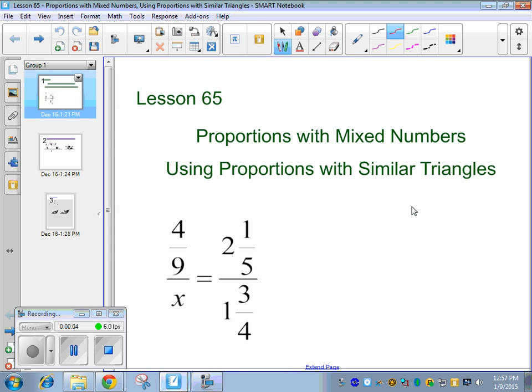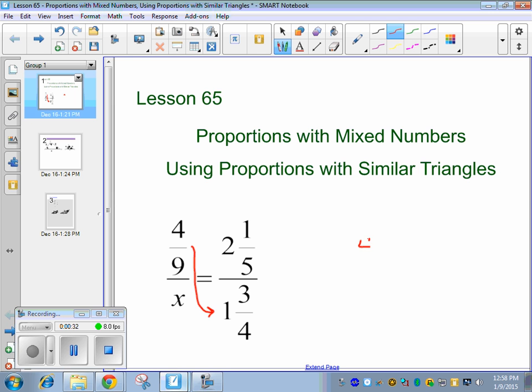Alright, guys, lesson 65. We're going to start with proportions with mixed numbers, and then we're going to do proportions with similar triangles, okay? So we've already done this type of problem. We just haven't had the mixed numbers in the problem. So it's pretty easy if you remember how to do the other ones. When we have a problem like this where we have a variable in the denominator, we need to cross multiply to solve. So we're going to multiply the top to the bottom right here.